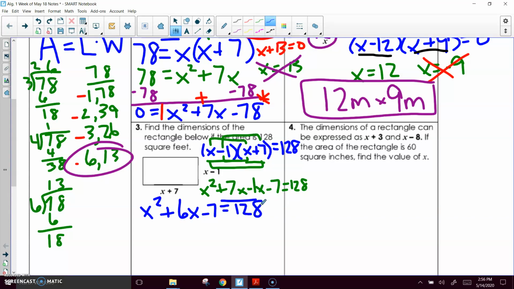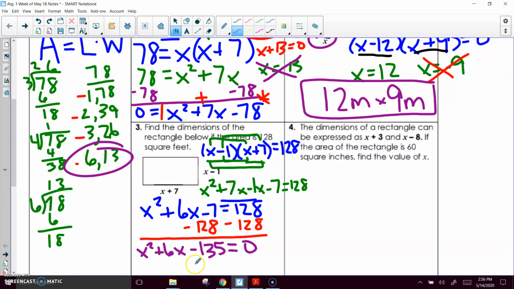In order to factor it, I need to set it equal to 0, so let's bring the 128 over. And that's a common mistake students will make. They'll forget to set it equal to 0, so make sure you do that each time. All right, x squared plus 6x minus 135 equals 0. Okay, I'd like you to hit pause and see if you can finish that problem.